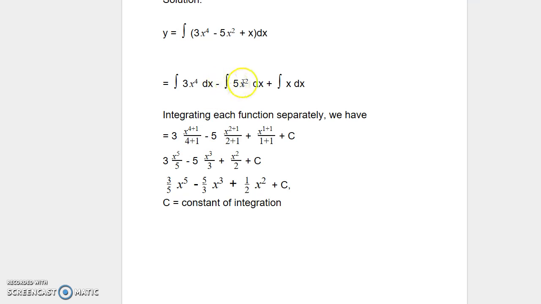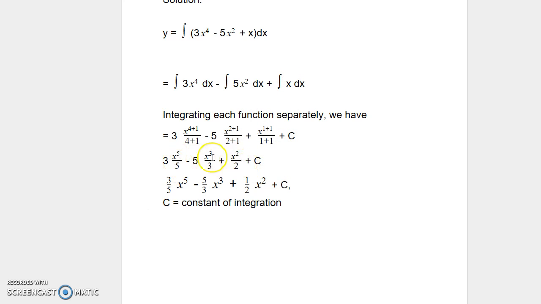5 is a constant in the second part of this example problem. The 5 can be taken outside of the integration process, negative 5. And x to the power of 2 we can write as x to the power of 2 plus 1, the whole thing divided by 2 plus 1, plus x to the power of 1 plus 1 divided by 1 plus 1. Since integral x means x to the power of 1, the ones are implied in these types of examples.